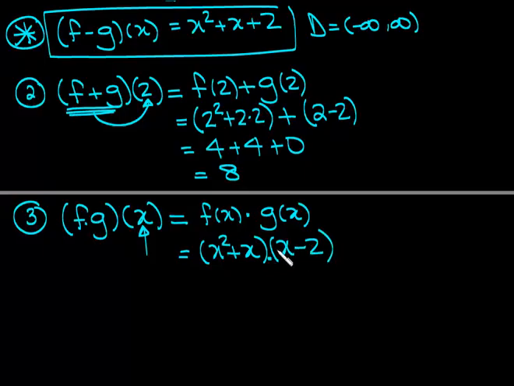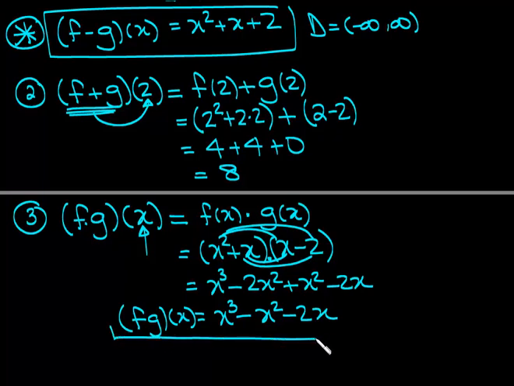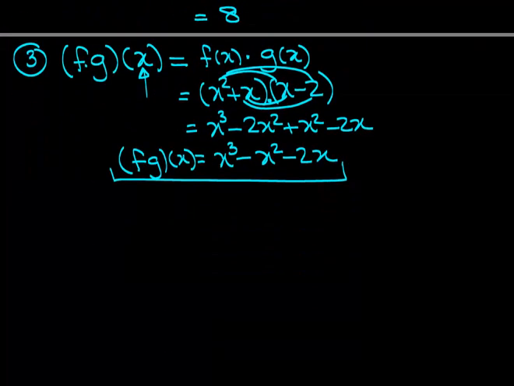All we're doing is multiplying polynomials, so we distribute. So we get x cubed minus 2x squared. We distribute the x. So we get plus x squared minus 2x. So we get x cubed minus x squared minus 2x. So there's my new function, fg of x. And the domain of this would be what then? Since the domains of these two functions overlap everywhere, the domain would be minus infinity to infinity.